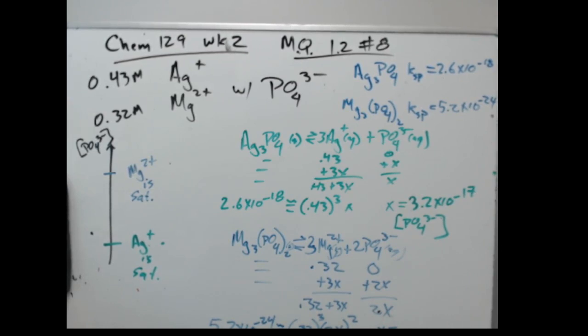5.2 times 10 to the minus 24 divided by 0.32 to the power of 3. That divided by 4 is equal to that, square root: 6.29 times 10 to the minus 12. Oh yeah, and then multiply that by 2 to get it to phosphate concentration. Thank you, I almost forgot that.